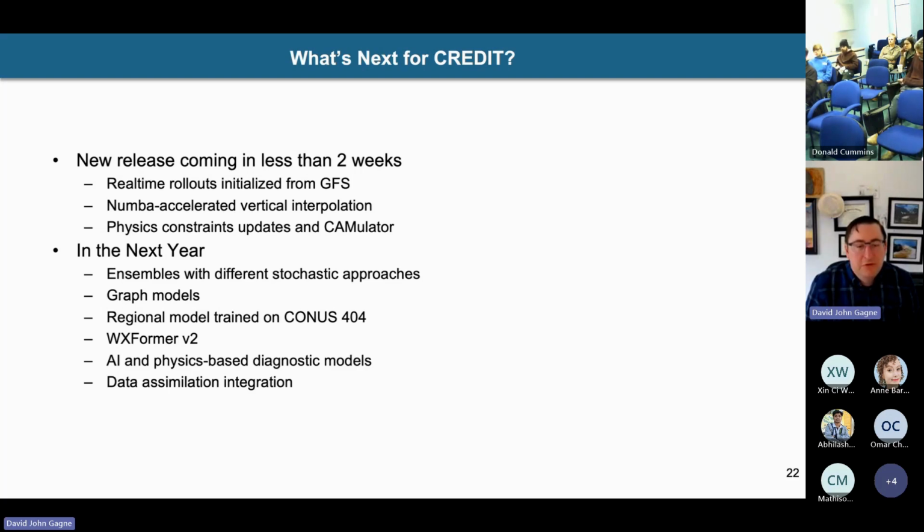And then we're also interested in building out the diagnostic capabilities, so that you can have more physics-based diagnostics or AI diagnostics that you can run alongside WXFormer or CAMulator, so that you can basically do storm tracking or calculate other derived variables or apply other post-processing approaches. We have a student who's been working on severe storm post-processing that's looking really promising. And we're also interested in data assimilation integration, starting with more existing data assimilation systems, and we'll see where it goes from there.